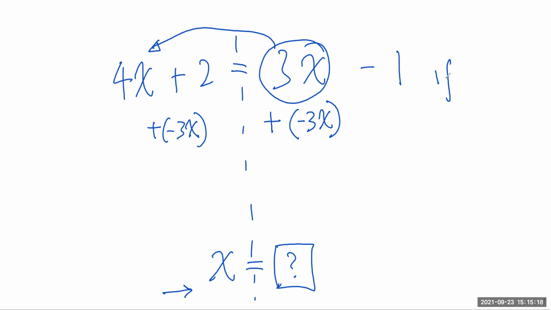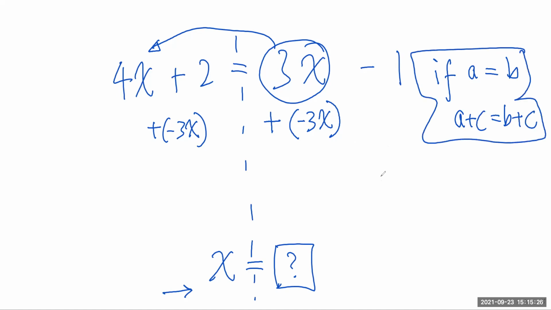So we have if A is equal to B, then we know A plus C equals B plus C. So we use that rule. Everything we do, we have to say what rule we follow, at least implicitly, in our head. That's what we did here.